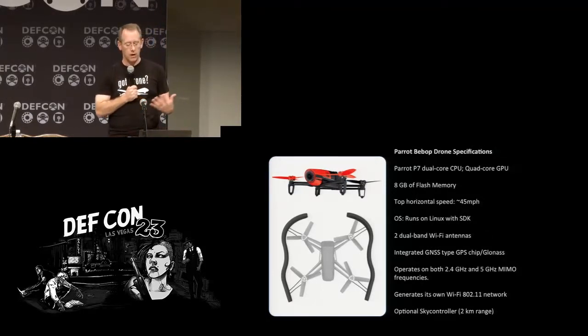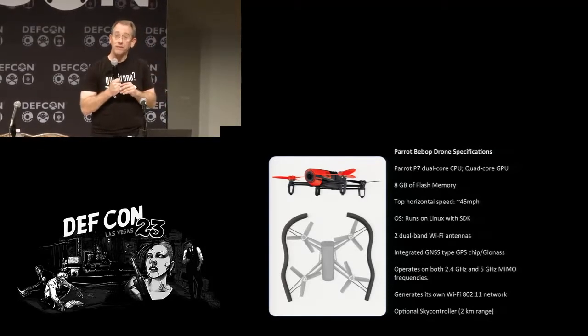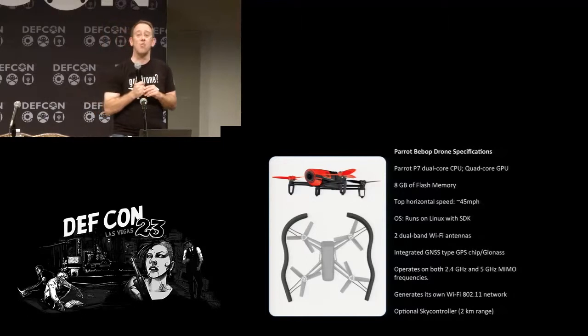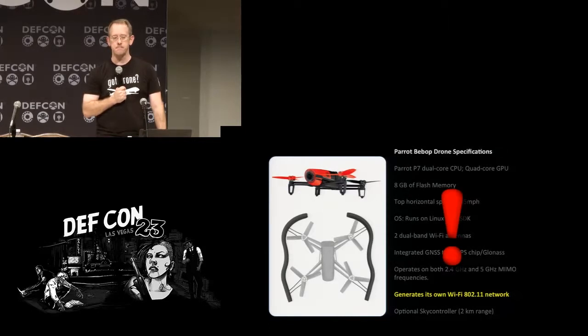And it turns out, sure, we got a quad core, we got memory, we got a top horizontal speed of 45 miles an hour. Wow. Right, Linux, but if you look really carefully at the specs, the thing is its own flying router with DHCP enabled. Awesome.